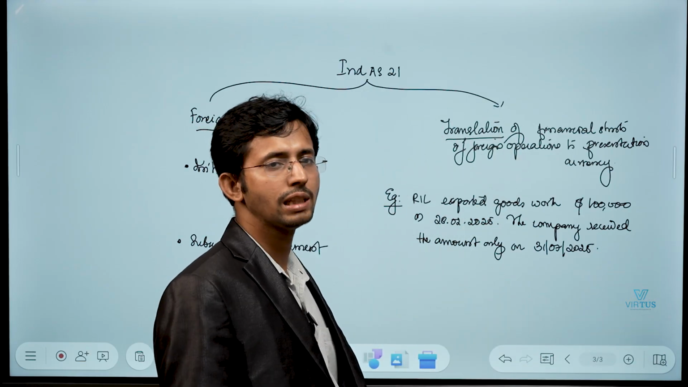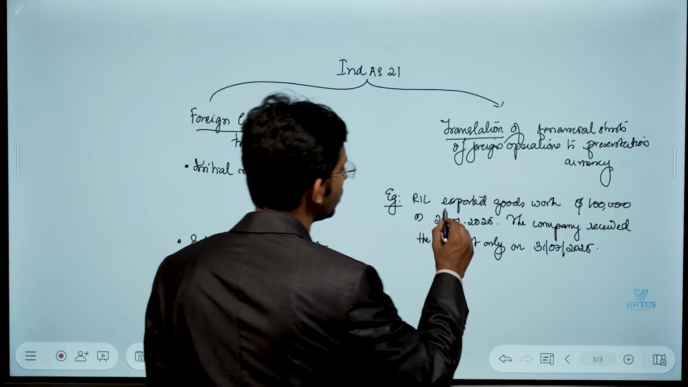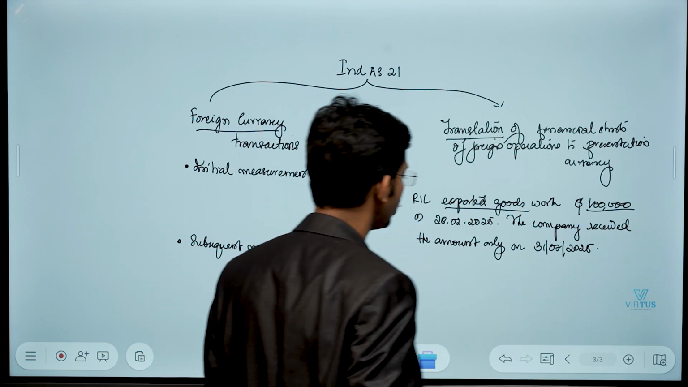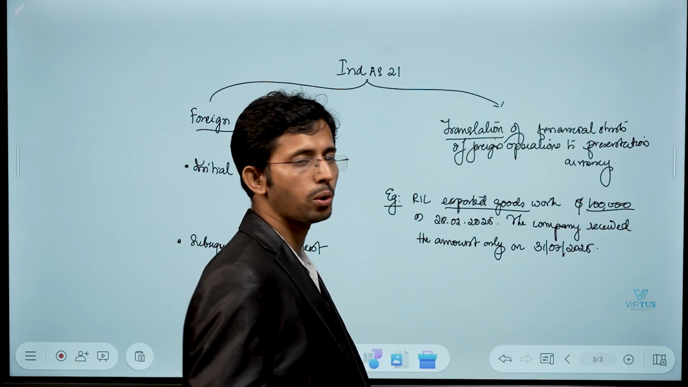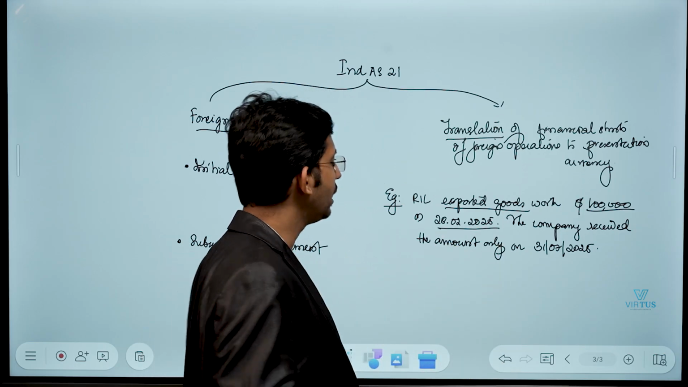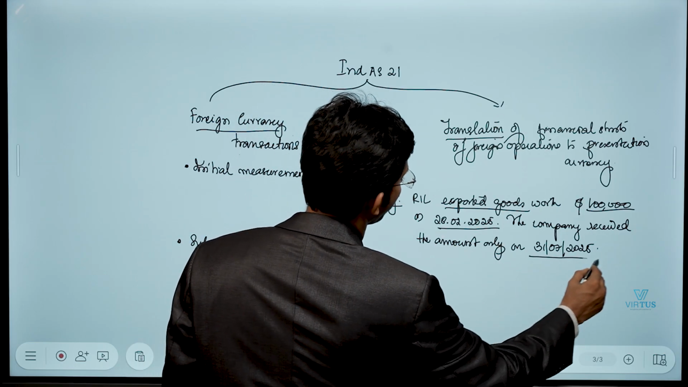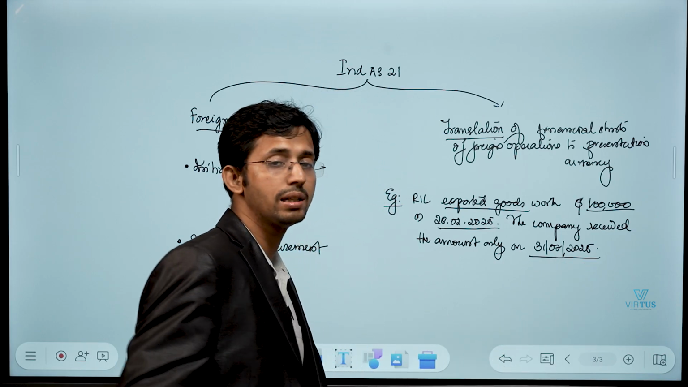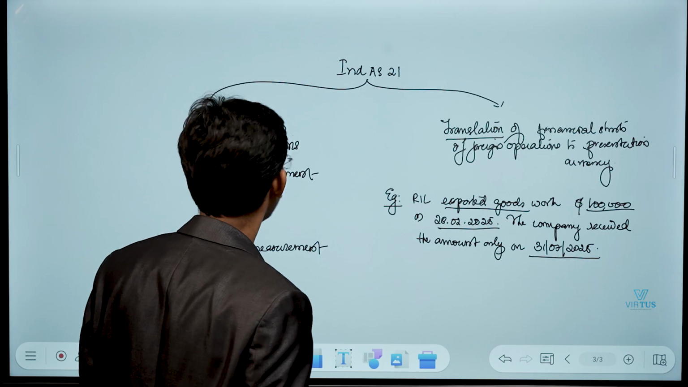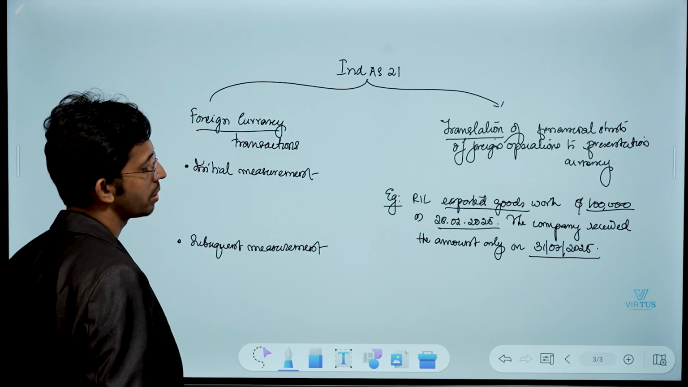Okay, so what is happening here? There was an export of goods, and the export of goods was worth $100,000. And when was it exported? It was exported on 28/2/25. And when did the company receive the money? It received the money only after a few months, that is on 31/7/2025. Now how do we account this transaction? That is what we have to see here.